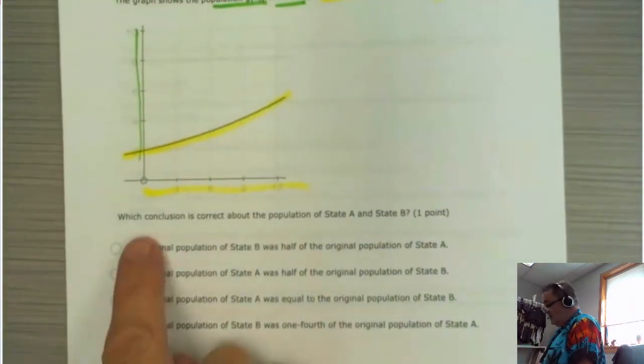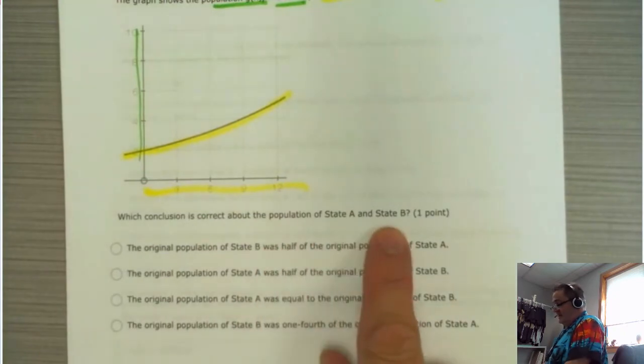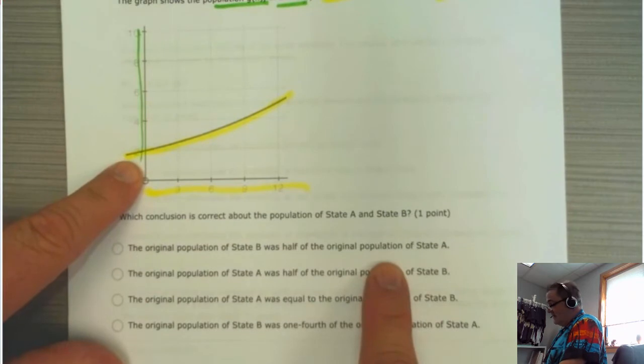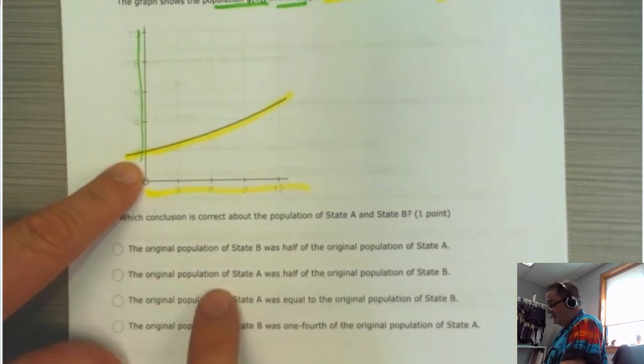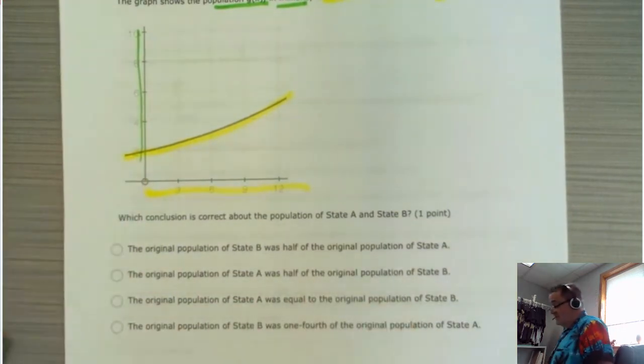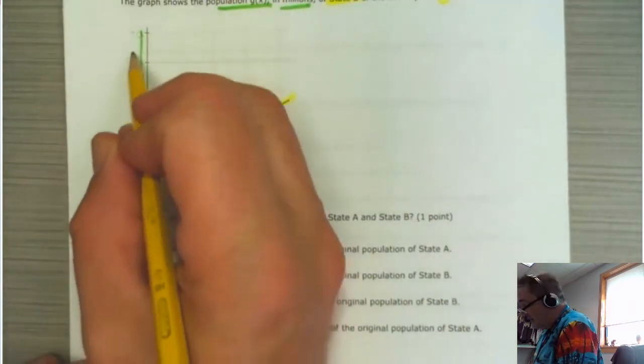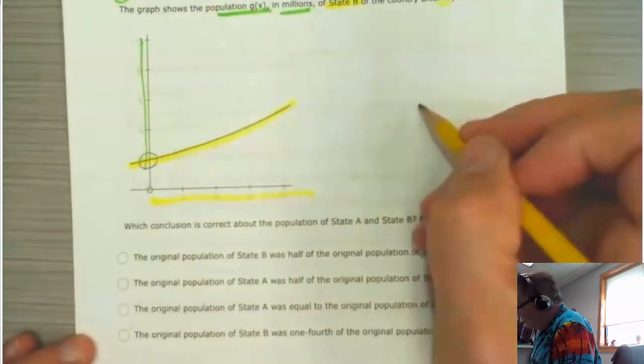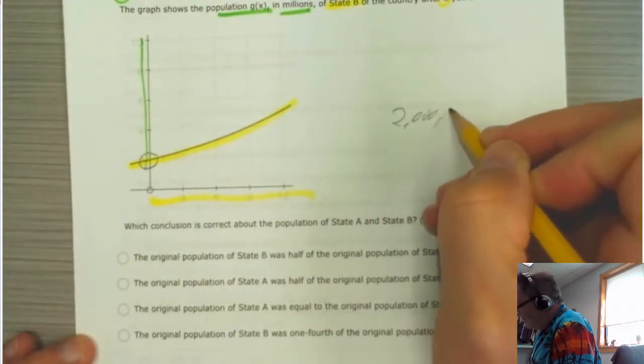So, which conclusion is correct about the population of state A and state B? The original population of state B was half of the original population of A, or the population of A was half the original population of B. What was the original population? This is 2, 4, 6, 8. So this was 2. That was the original, which it says in millions. So the original population of B was 2 million.